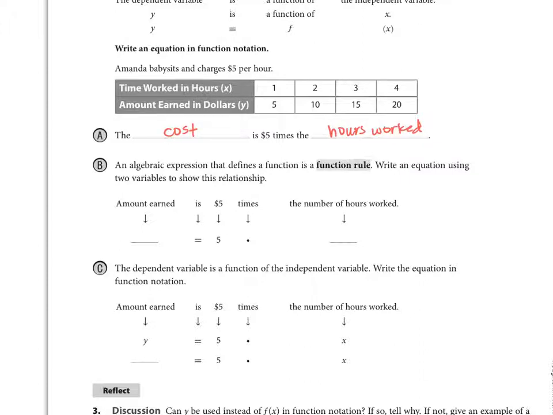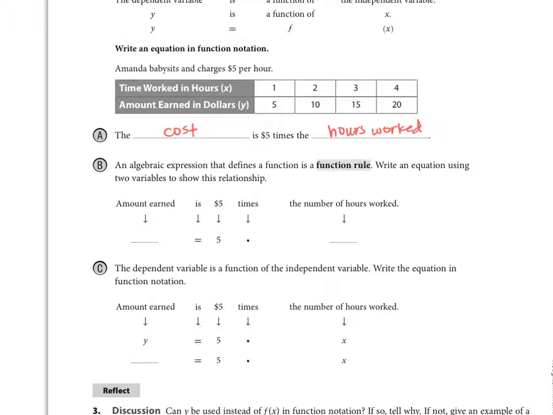Okay, and what's good to think about here is, does the cost depend on the hours worked, or do the hours worked depend on the cost? Right now it's in the correct order, so the cost is going to depend on the hours worked. So cost is our dependent variable, or our y. Remember that. It's our y value, or now it's this f of x value that we're using. That's new.